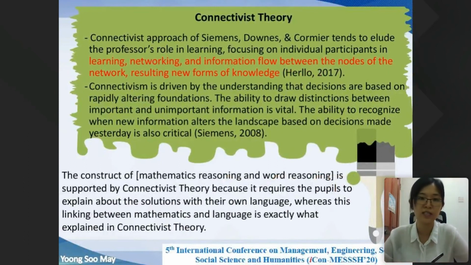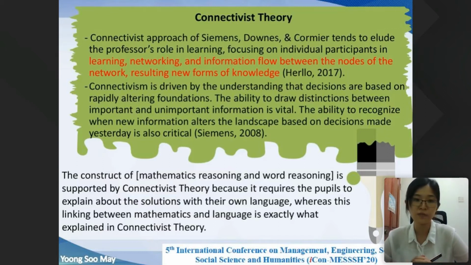Number 4, connectivist theory. According to Herlo in 2017, the connectivist approach of Siemens, Downes, and Cormier tends to elude the professor's role in learning, focusing on individual participants in learning, networking, and information flow between the nodes of the network, resulting in new forms of knowledge.